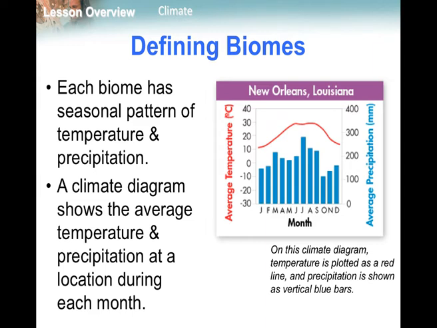Each biome has a certain type of seasonal pattern. The weather, the temperature, the precipitation is what helps determine what biome you have. The diagram that you see there will show you an example of the weather that we see in a particular area over a year's time. These averages determine what type of biome we have, along with the types of plants and animals that can exist there.